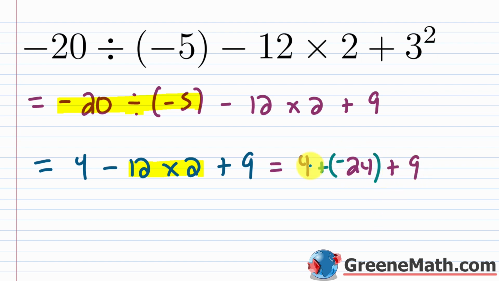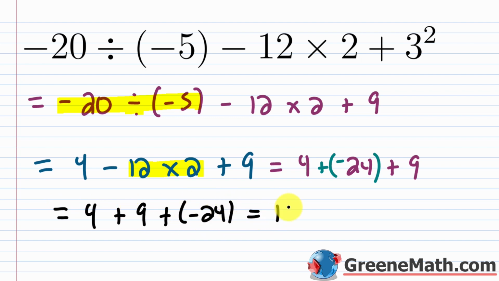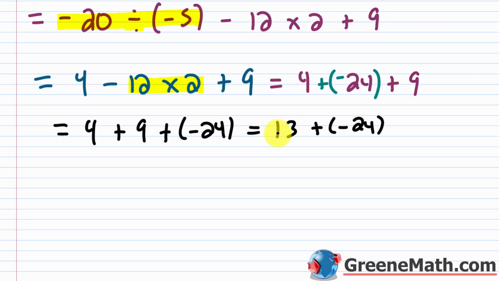Typically what you'll do is you'll add the numbers with the same sign first. So I would say 4 plus 9 would be 13. And let me reorder that so nobody's lost. Let me reorder this to 4 plus 9 plus negative 24. 4 plus 9 would be 13. And now we have plus a negative 24. So now we want to do 13 plus a negative 24.